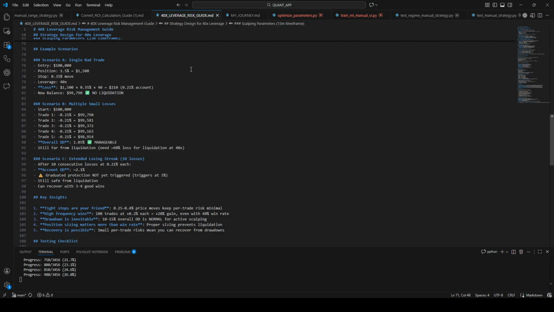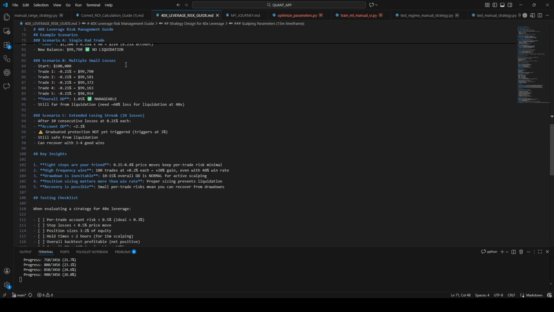So, example scenarios. Scenario A, single bad trade: entry of $100,000, position 1.5 equals 1,500, stop 0.35 move, leverage 40, so the loss is 1,500 times 0.35 times 40 equals 210, so 1.21 from your account, no balance, so no liquidation. B, multiple small losses.